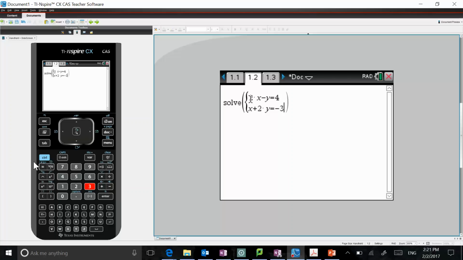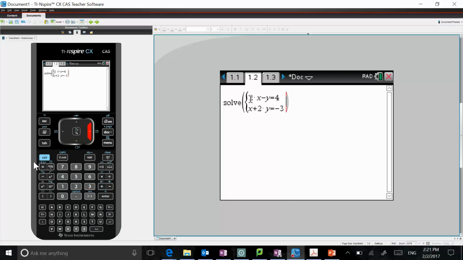The calculator is not as smart as you. You just told it what to solve, but it doesn't know what you mean. It's like, all right, solve for what? You're like, well, isn't it obvious? It's not obvious to the computer. So you have to tell it that you want it to solve for x and y. That's why you're going to move the cursor. You press on the button over here to move it across, and the cursor's now bigger.